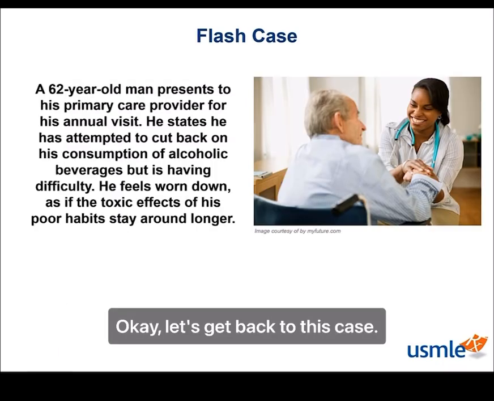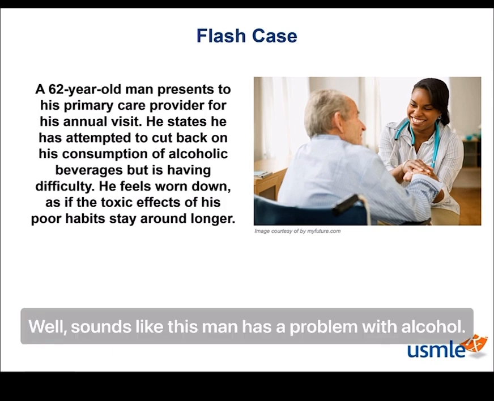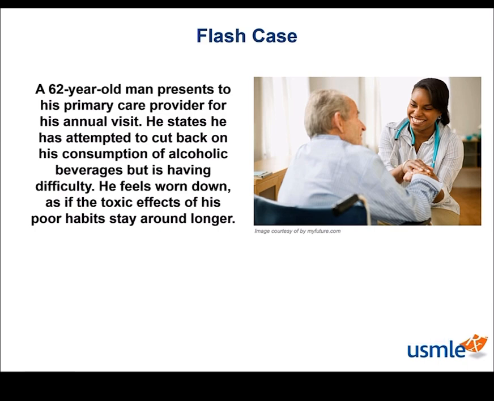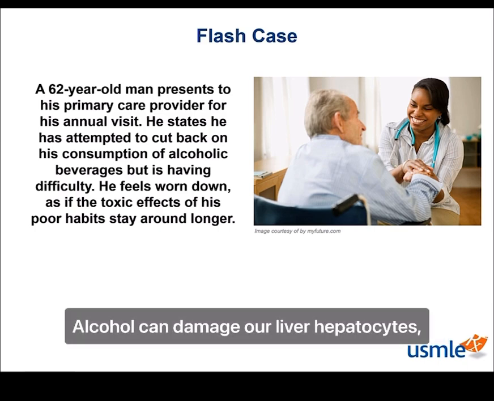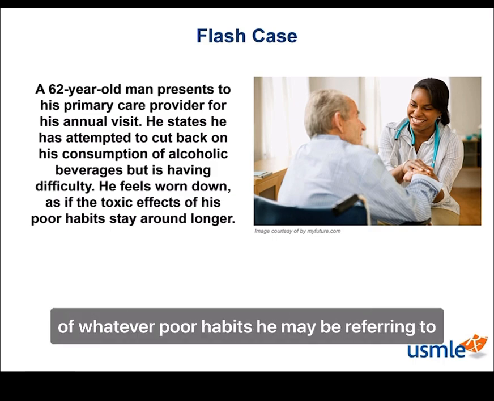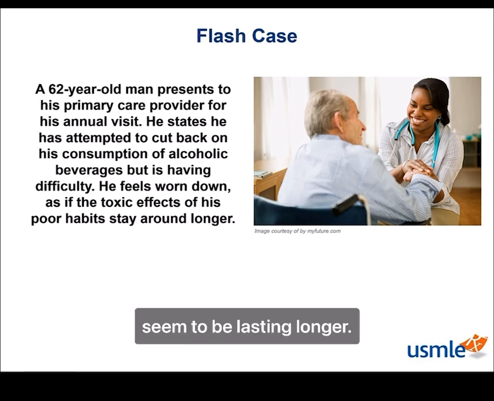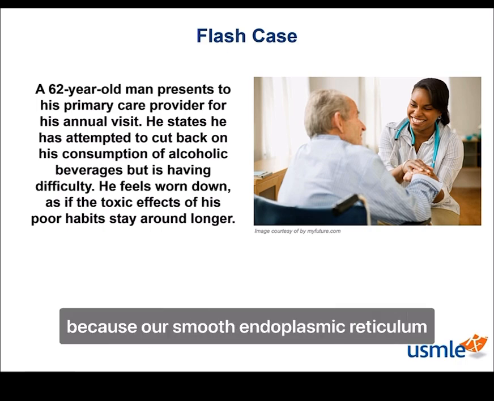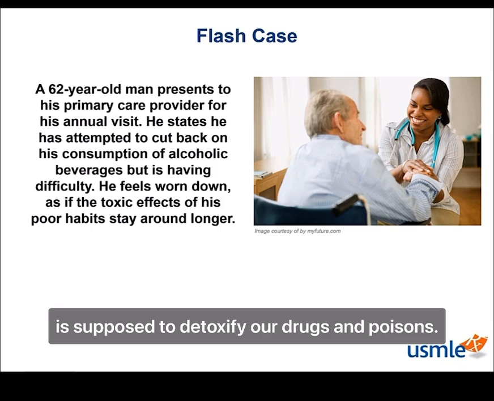Okay, let's get back to this case. Well, sounds like this man has a problem with alcohol. Alcohol can damage our liver hepatocytes, which we know are cells rich in the smooth endoplasmic reticulum. He's also saying toxic effects of whatever poor habits he may be referring to seem to be lasting longer. And this makes sense because our smooth endoplasmic reticulum is supposed to detoxify our drugs and poisons.